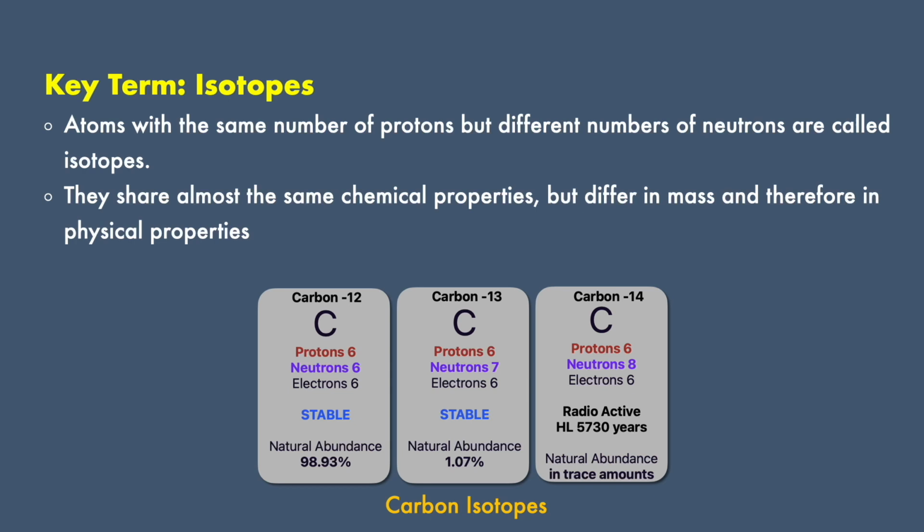Carbon has 3 isotopes: carbon-12, carbon-13, and carbon-14. All these 3 isotopes have the same number of protons, that is 6, but they have 6, 7, or 8 neutrons respectively. The isotopes carbon-12 and carbon-13 have a stable nucleus, but carbon-14 has an unstable nucleus and hence it is called a radioactive isotope.